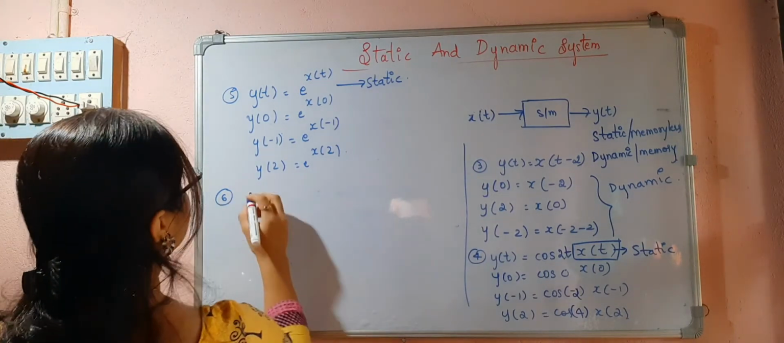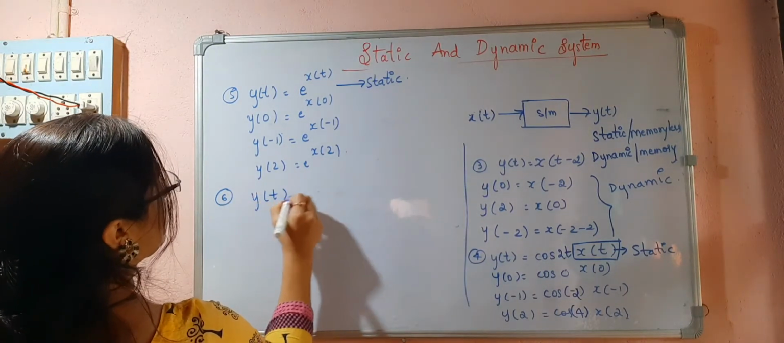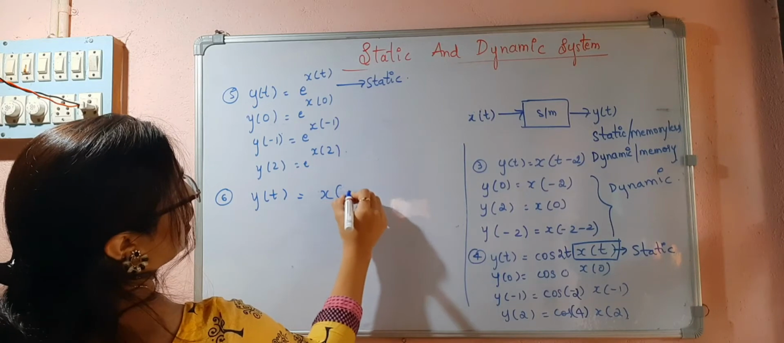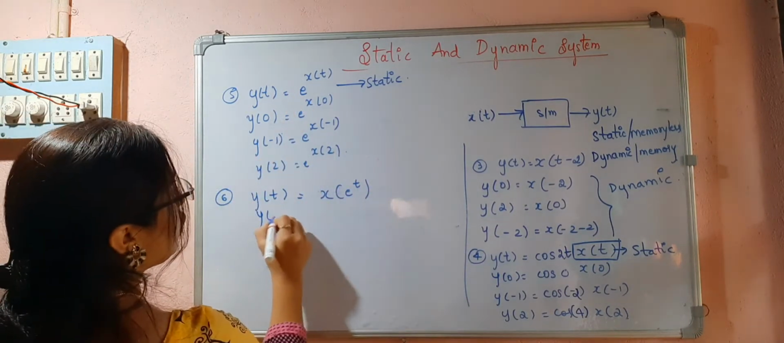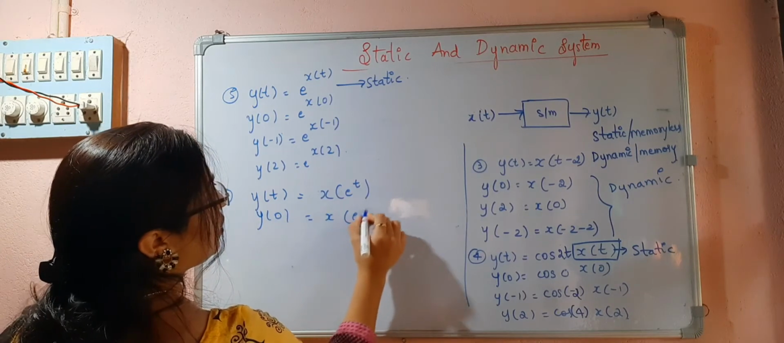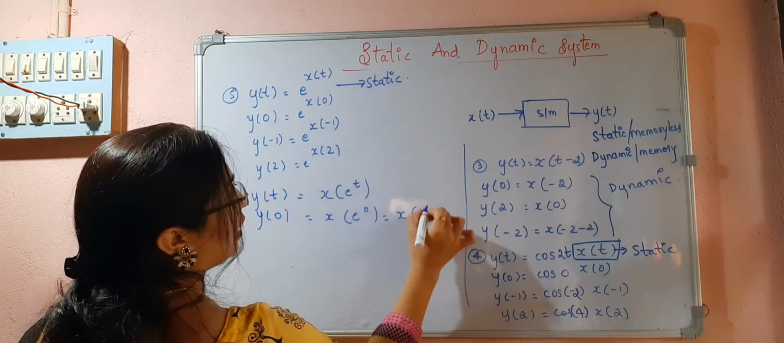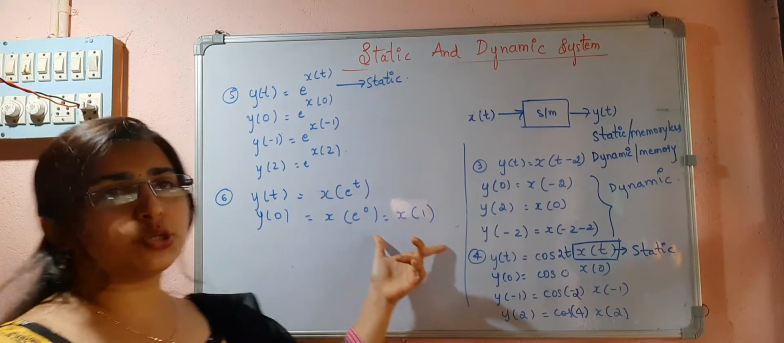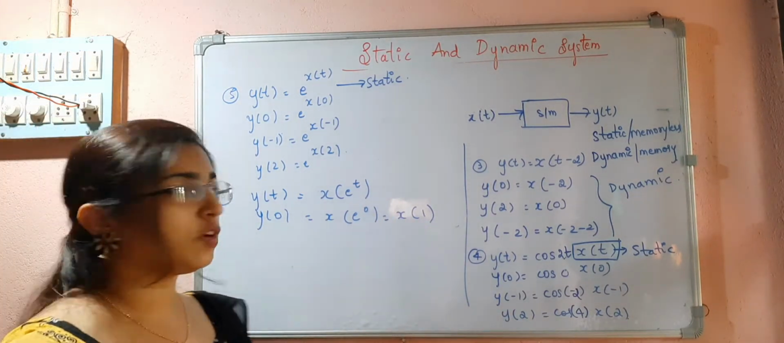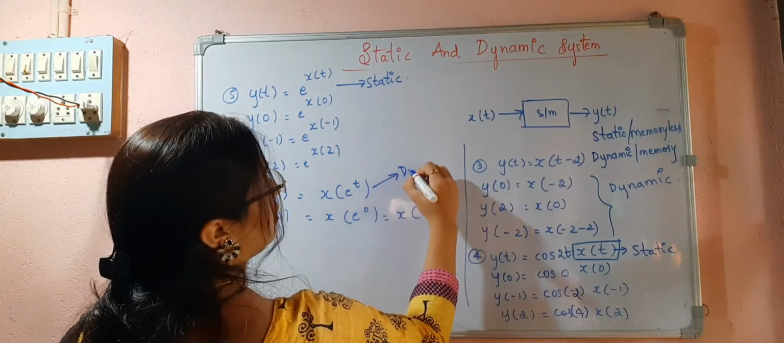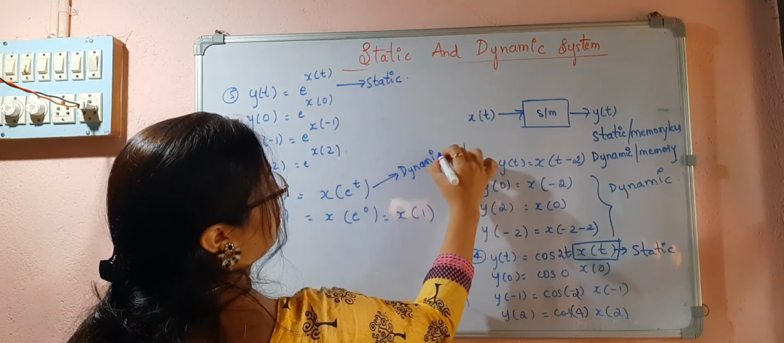Next we will consider y of t is equal to x of e to the power of t. I am taking this exponential inside now. So y of 0 is equal to x of e to the power 0, which is x of 1. So here the condition fails. That means at t is equal to 0, it is depending upon the future value. So I can consider this as a dynamic system.